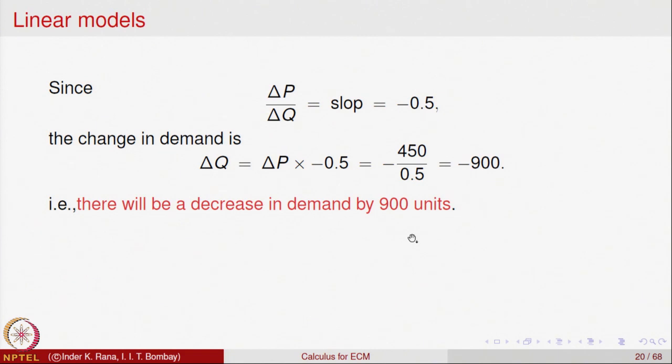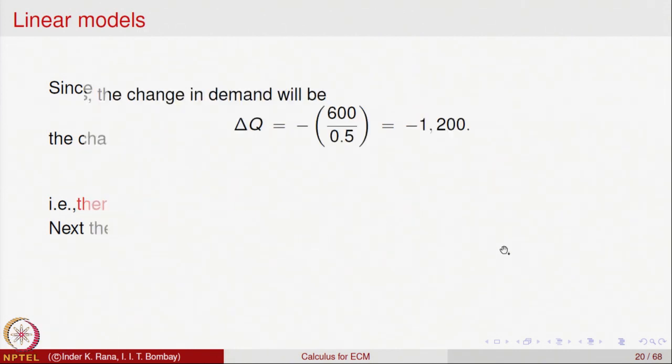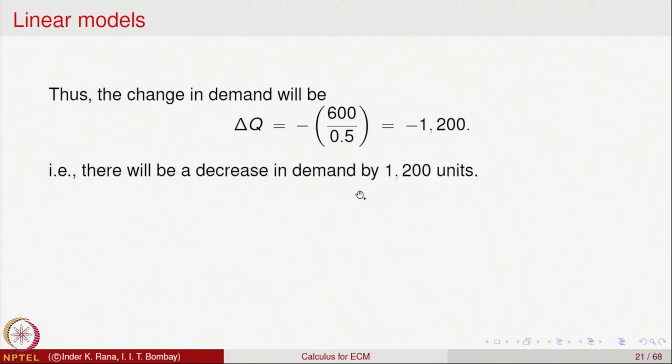So, now let us calculate the 5% increase when the music player is selling for 12,000. In that case, delta P, 5% of 12,000, is 600. So, we now calculate delta Q, it is delta P divided by that slope. So, that is minus 600 by 0.5 and that comes out to minus 1,200. So, that means there is a decrease in demand by 1,200 units.